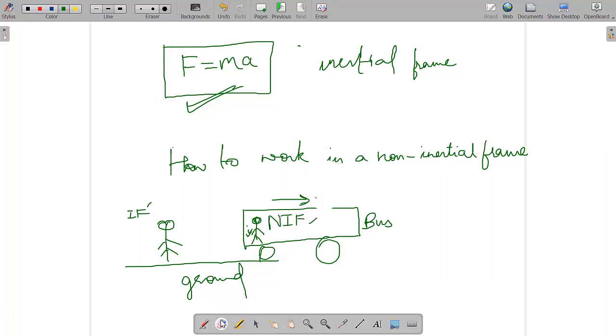If someone says that this bus is moving with an acceleration a, then the reference of this bus will be called a non-inertial frame. So for a non-inertial frame, there has to be an acceleration, with respect to some inertial frame. Understood? So if it is moving with a constant speed, then that is also an inertial frame. No need to worry. Newton's laws can be very well applied from this bus also, if it was moving with a constant speed.